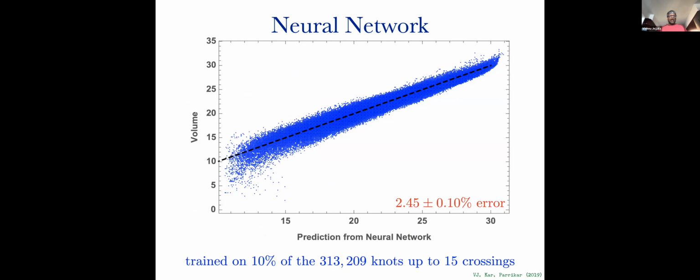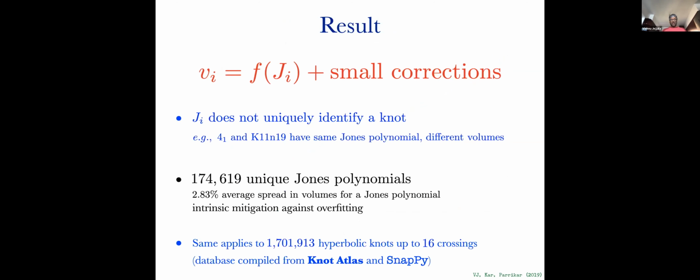We found that with knots up to 15 crossings, of which there are about 300,000, training on just 10% of the data set gives us a prediction which is correct with 2.45% error. So this is a very good prediction based on a Jones polynomial, which, according to the volume conjecture, really should have no business knowing about the volume to this precision, since the volume conjecture uses the n goes to infinity limit. So what's going on?